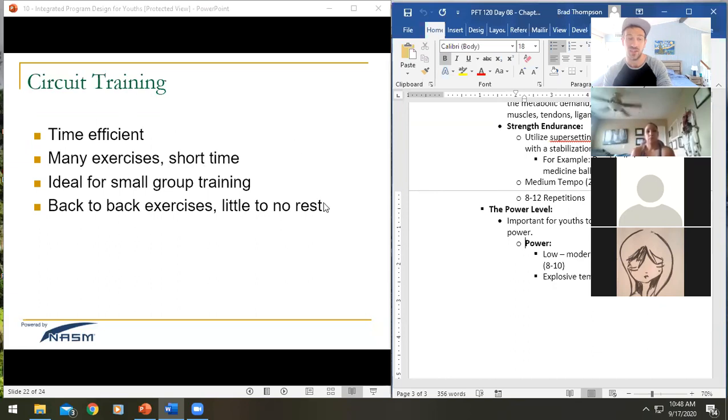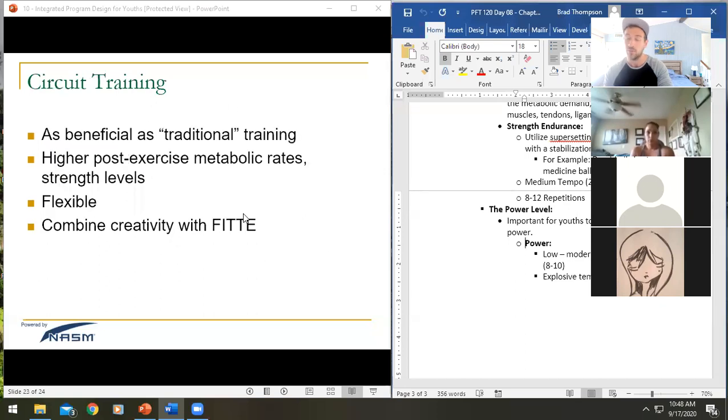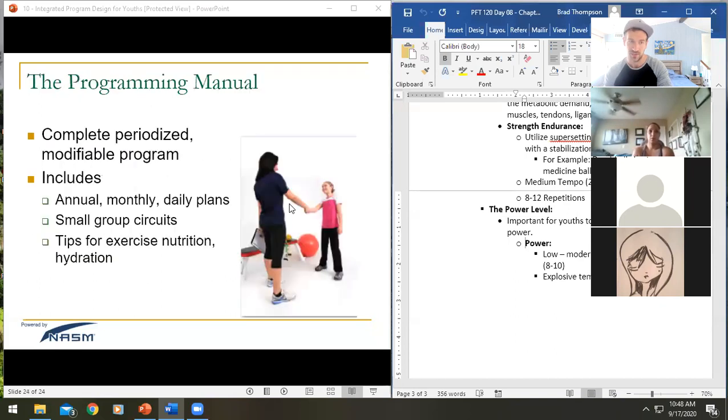So we like circuit training because it's super effective and you can get a lot of strength and cardio in at the same time. So chances are, guys, when you're writing a youth routine, you should probably focus much more on circuit training. It's a great way to keep them active and keep them from getting bored. And again, you're combining your fun stuff with your effective stuff. And that's always going to be what's best.